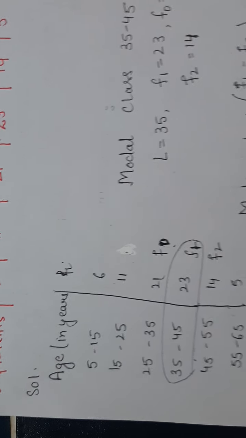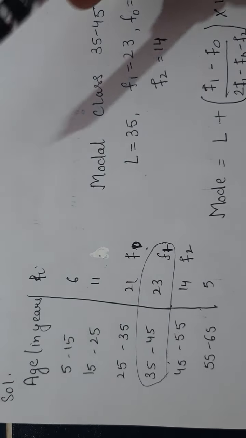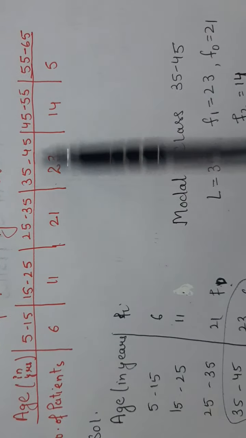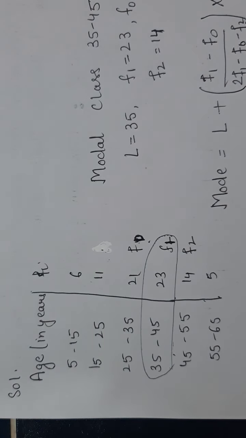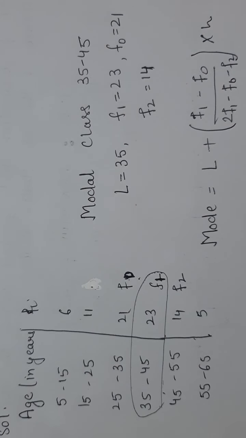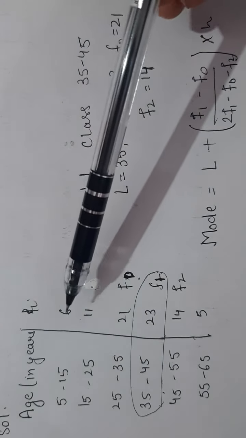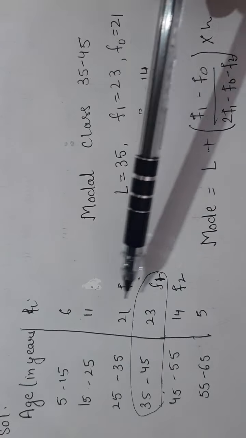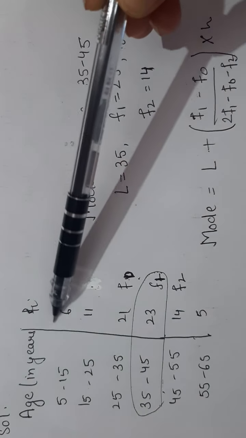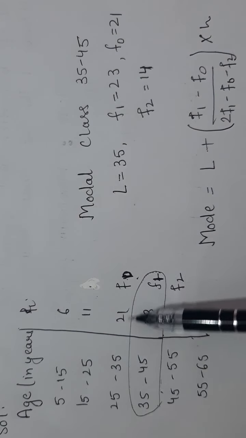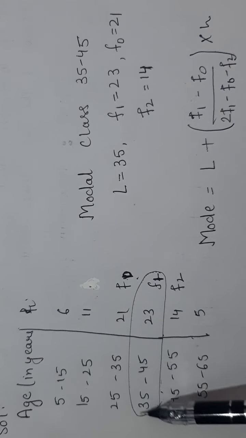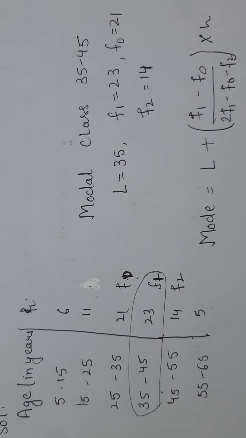Now, how will we write the solution? First you need to write this in column form. This is my age and this is frequency. There is nothing to worry because this is one of the simplest questions, the simplest method in the whole of statistics. What you need to do is check the greatest number among the frequencies. The highest number is 23. So we mark this as the modal class. Circle this as the modal class.